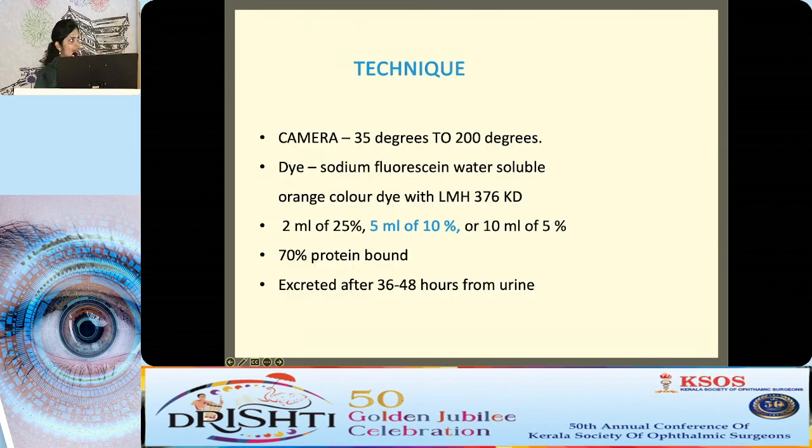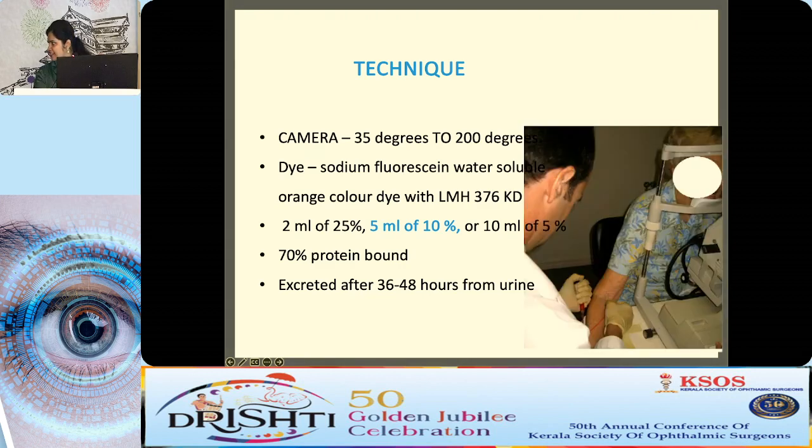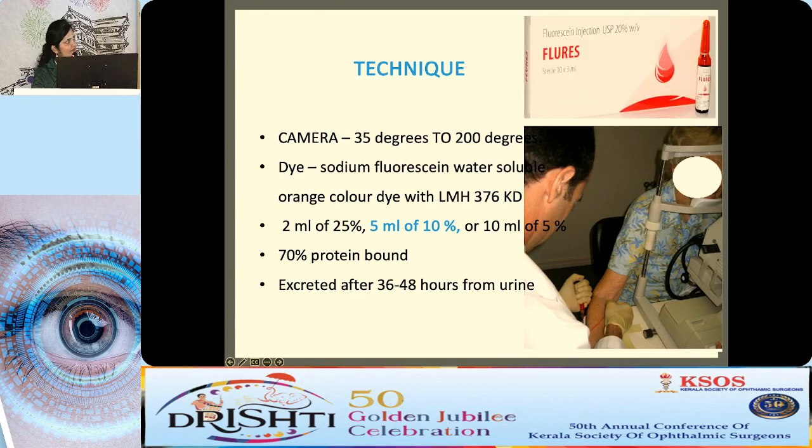The technique: the camera involves 35 to 200 degrees of field. Sodium fluorescein, a water soluble orange dye with low molecular weight, is used. Most commonly used is 5 ml of 10% dye, and it is 70% protein bound and is excreted after 36 to 48 hours in urine. So this is the dye I'm talking about. It is sodium fluorescein, a water soluble orange colored dye.